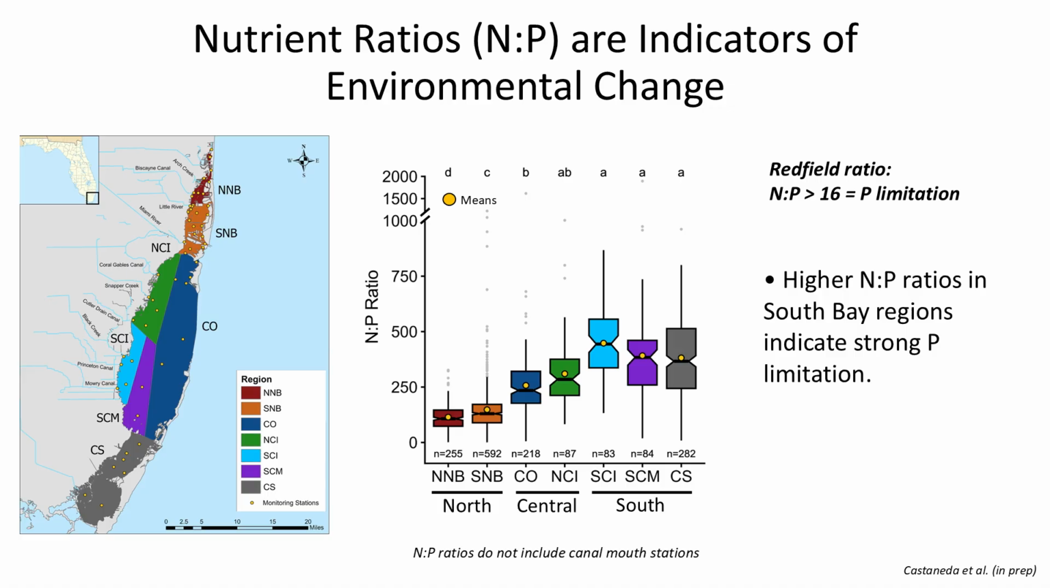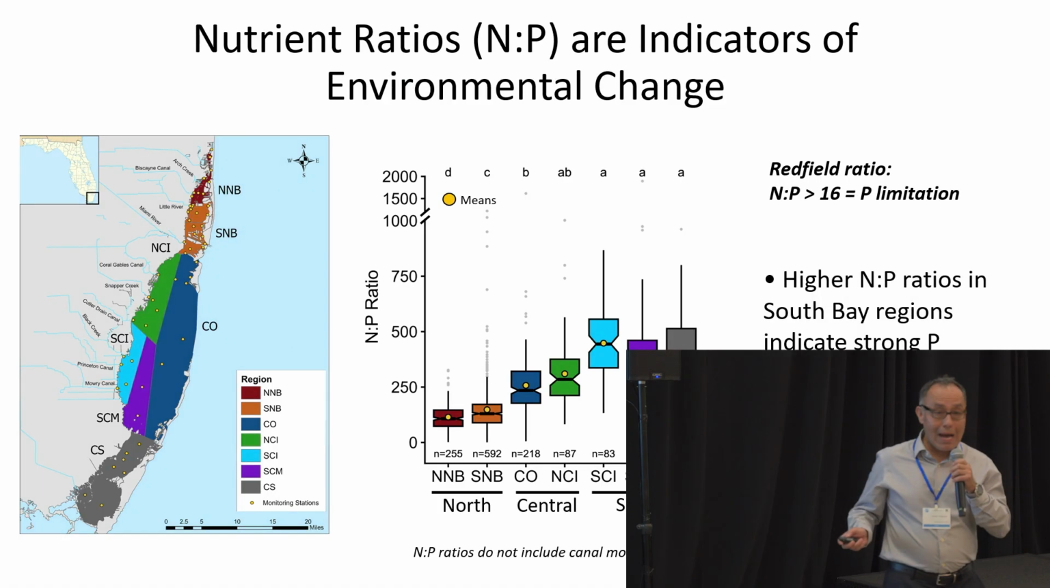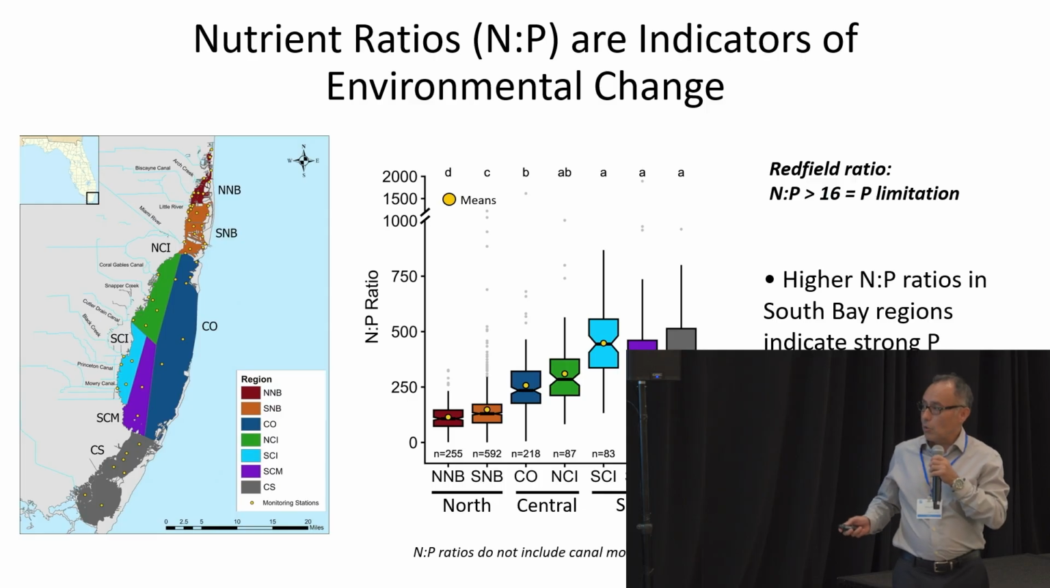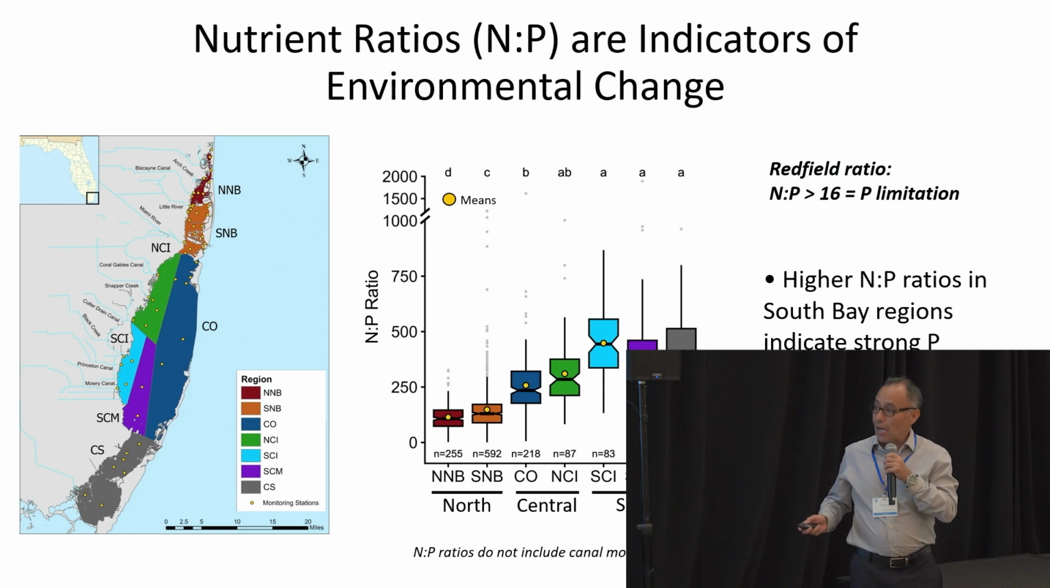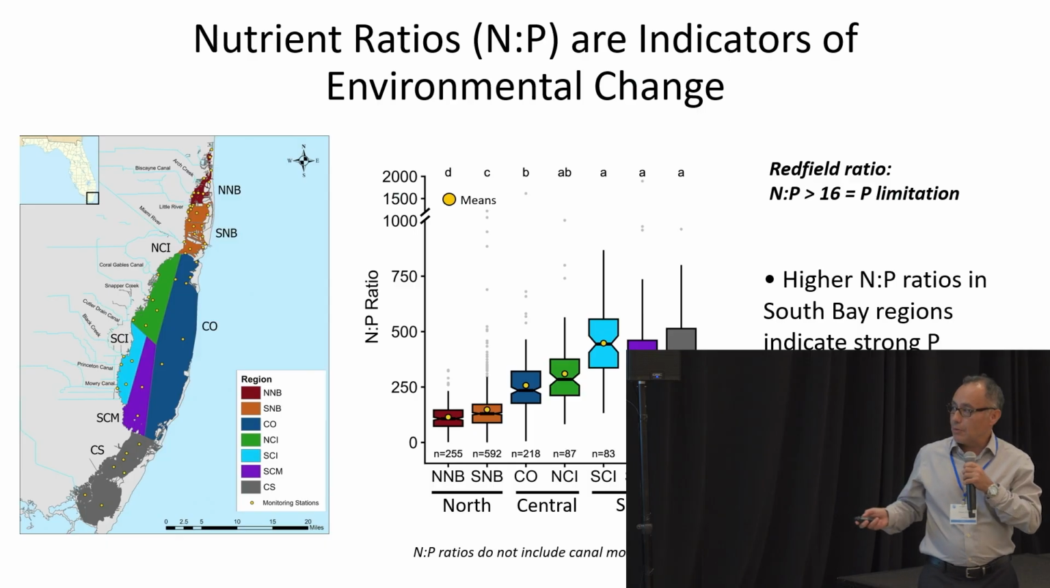So the higher N:P ratios that we observe in the south part of the bay right here resemble strong phosphorus limitation conditions. The patterns that we see right here are the result of what we have in the north part of the bay, where the concentrations of phosphorus are 2 times higher relative to what we see in the south, whereas in the south, the concentrations of nitrogen are 2 times higher relative to what we see in the north. So this differential in nutrients defines the patterns that we see right here in N:P.